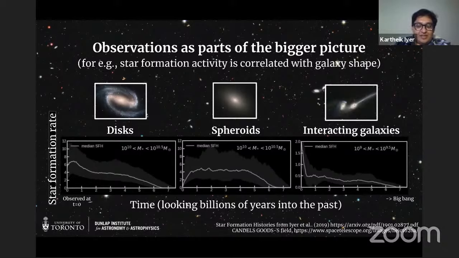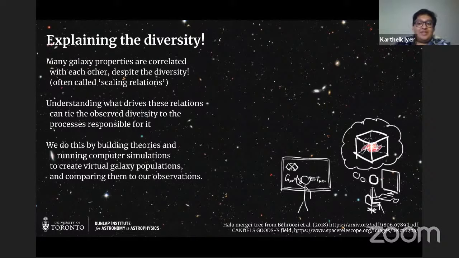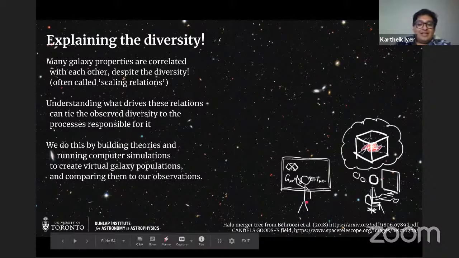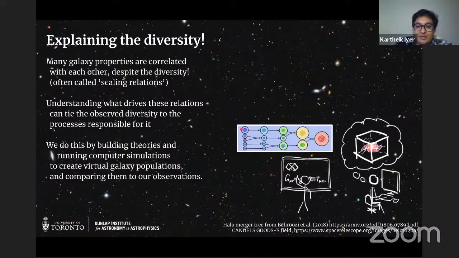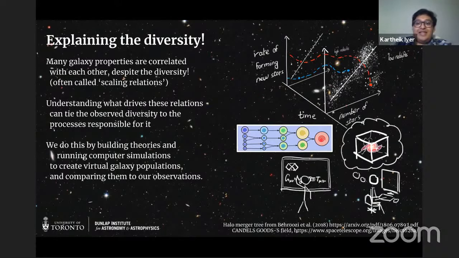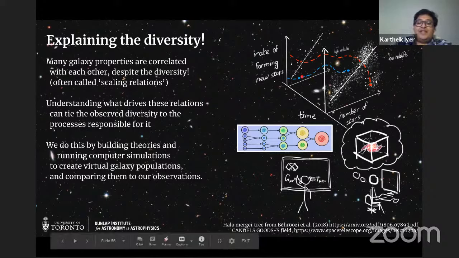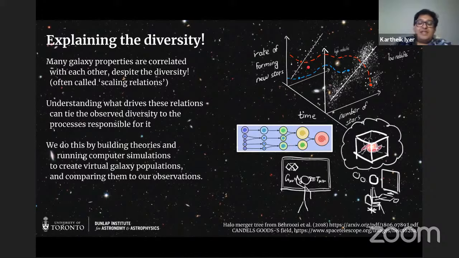So the way we explain this observed diversity these days is by making theories of how galaxies evolve, and then talking to people who write complicated computer simulations, where they take these theories and model galaxies according to them and see how a galaxy population would look. Then they construct these theories where you make assumptions about how galaxies evolve over time, and you then compare them with the observations that you have. And so by doing this, you figure out whether your theory matches the observations or it doesn't.